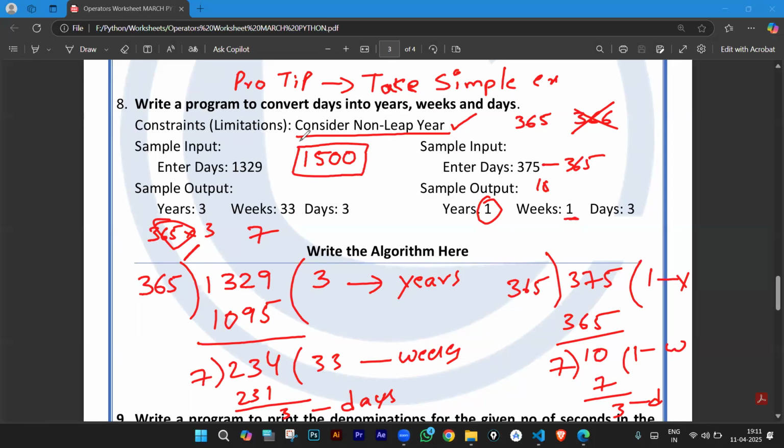That's the first thing. How to master programming? Do it mathematically on a piece of paper or in your mind. Okay. Then try to translate that into your code. Do it mathematically in your mind. Then try to translate that into code. How many years? How many weeks? How many days we have?